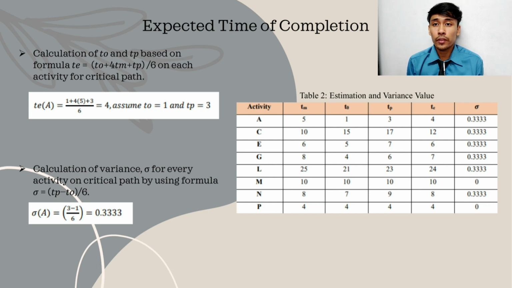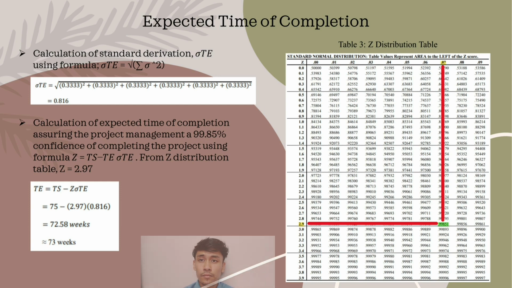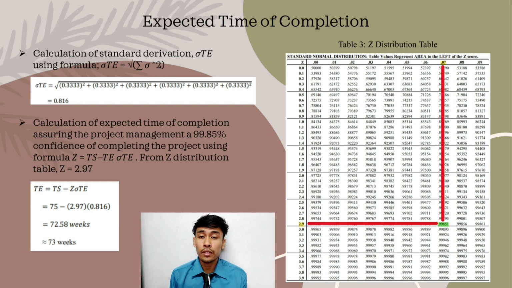Next, we can calculate a value of variance by using the formula (TP minus TO) divided by 6. Repeat the step on every activity that relates to a critical path. All the calculation results are shown in the table here. For the next step, find the standard deviation value by using the formula: square root of the total of variance squared.